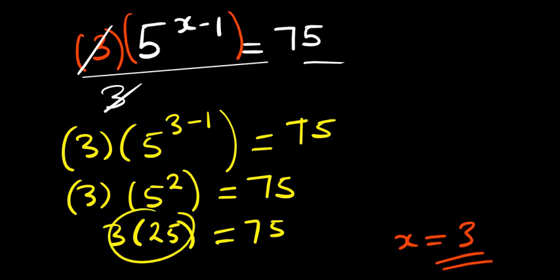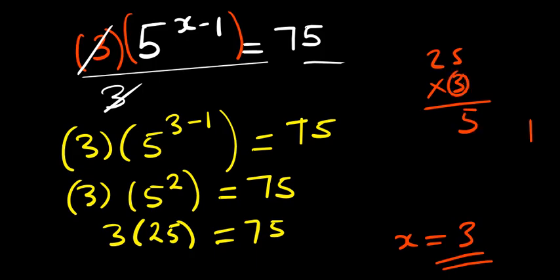Is 3 multiplied by 25 equal to 75? Let's try. 25 multiplied by 3: 3 multiplied by 5 is a 15, carry 1. 3 multiplied by 2 gives us a 6, plus this 1, that gives us a 7. So that's 75 equal to 75. Basically our answer is correct. So basically that's how you solve these questions.